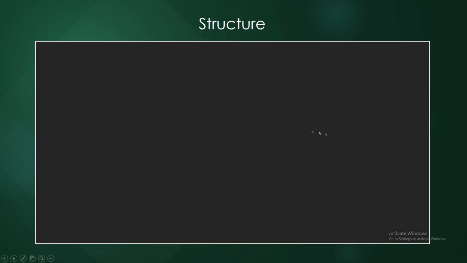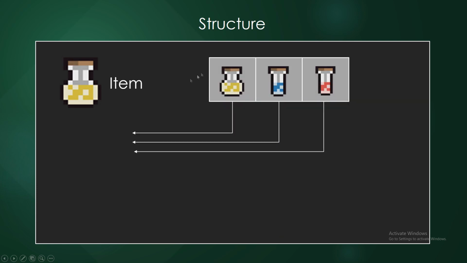Okay, so let's talk a little bit about the structure that we're going to use. Well, let's talk about an item first, okay? An inventory consists of an item. Actually, it consists of a group of items, many different items, and all of these items have properties. Okay, so for instance, the yellow potion might have a property that it's yellow, or it does a specific type of healing, while the blue potion regenerates mana. I don't know. They have properties.